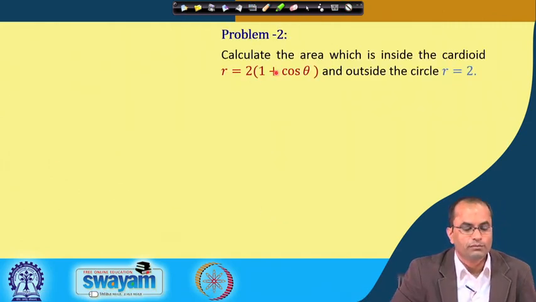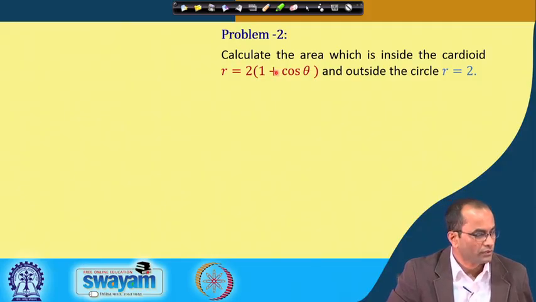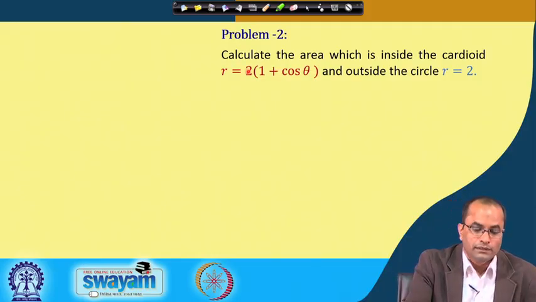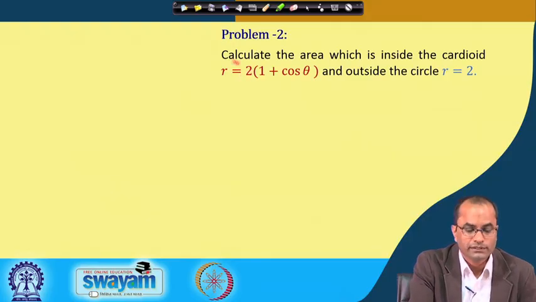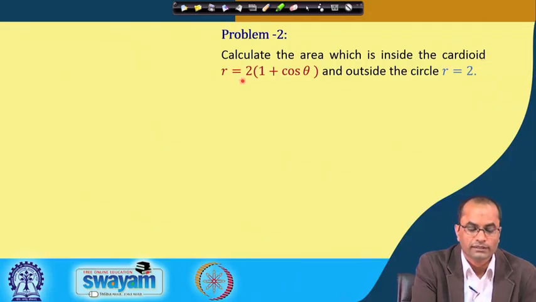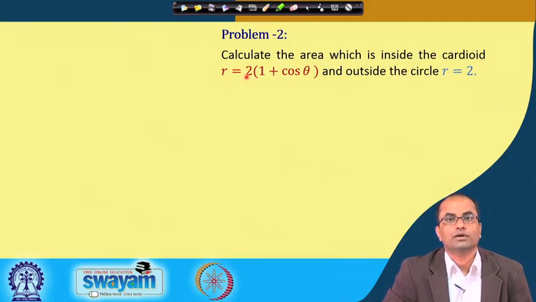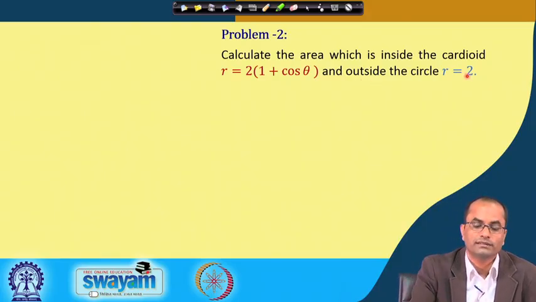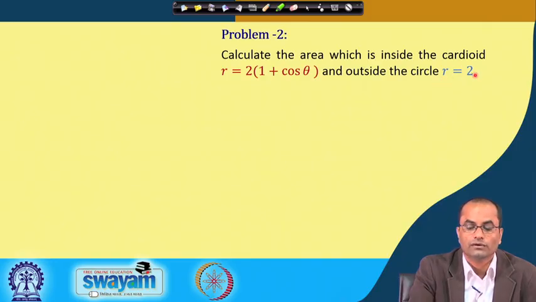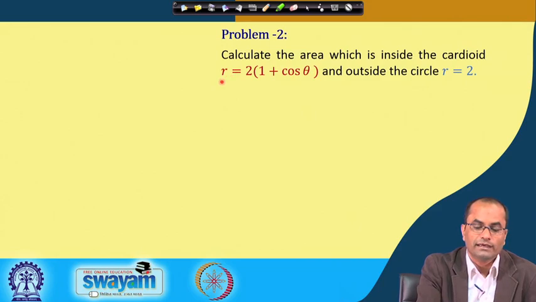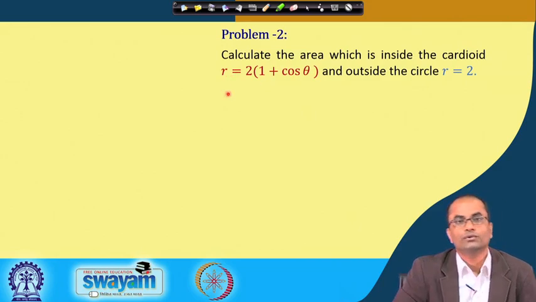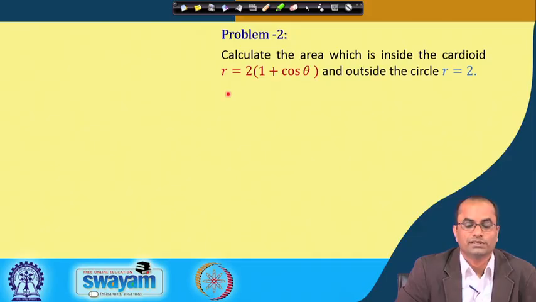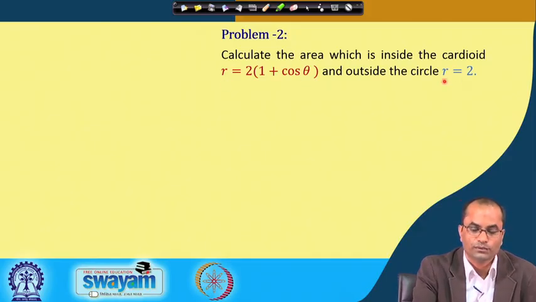So, let us take another problem here, problem number 2, which will give us now again a little more insight. So, here, calculate the area which is inside the cardioid r is equal to 2 times 1 plus cos theta, and outside the circle r is equal to 2. So, there is a circle here of radius 2, center 0, and then we have this cardioid r is equal to 2 times 1 plus cos theta. So, we have to first draw the region as usual.